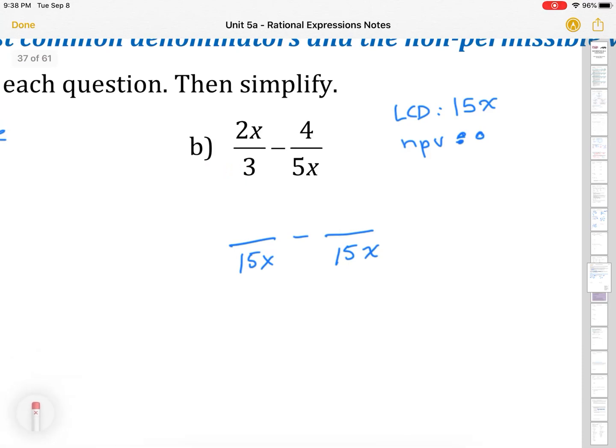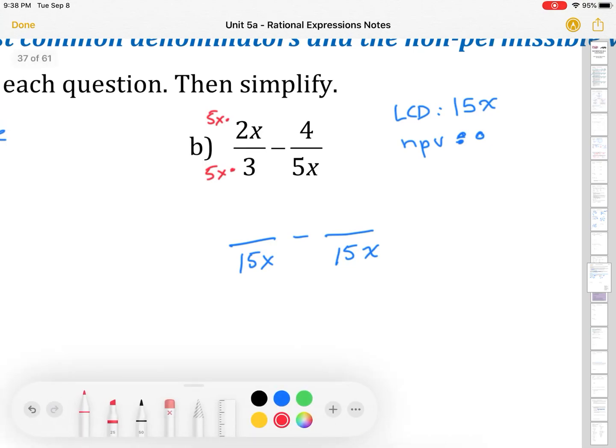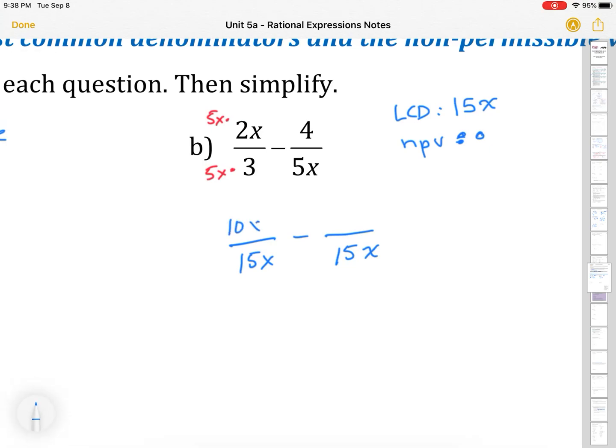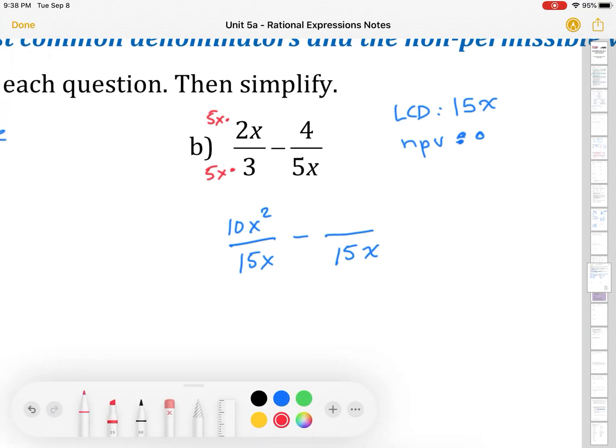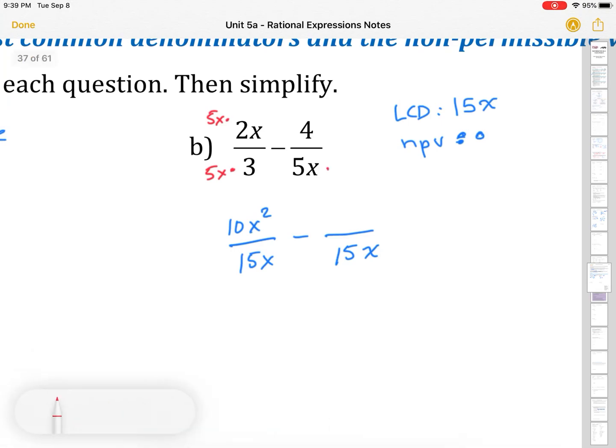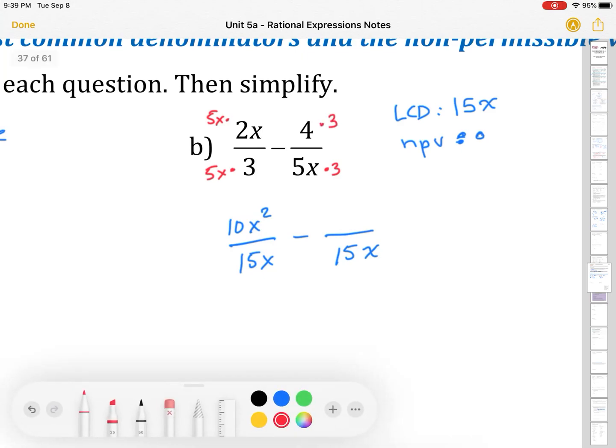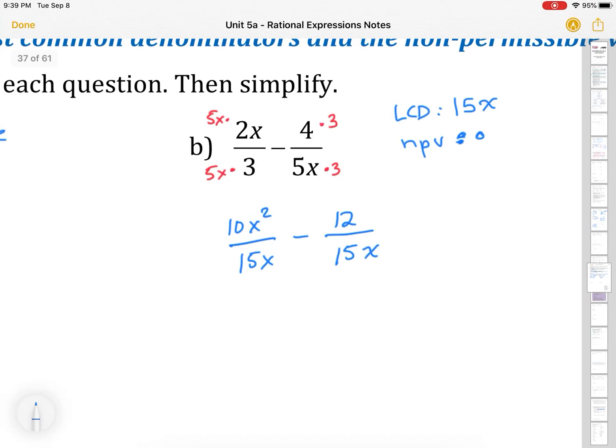Sorry, I'm just going to rewrite this with a dot because it'll make it clearer, I think. So 5x times 3, that means I have to times 2 by 5x, and when I do that, I get 10x squared. Then here, I multiplied the 5x by 3 to get 15x. So I multiply the 4 by 3, so I get 12. Now, when I have my solution, I keep the denominator.